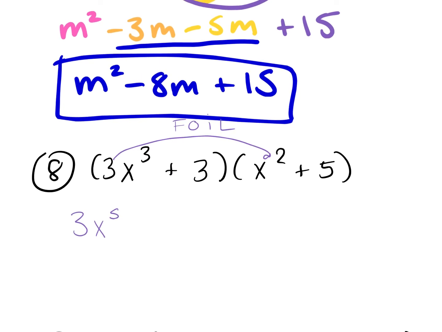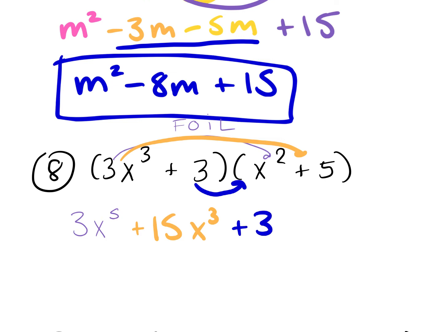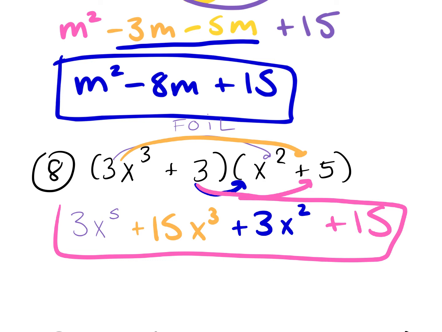All right, next I have the outsides. So 3x to the 3rd power times 5 would be what? 15x to the 3rd power. Awesome. Then we multiply the inside. So 3 times x squared. 3x squared. And then I multiply the last one. So 3 times 5. 15. Do I have any like terms here? Nope. So that's my answer. Can't combine anything in this step, so we just leave it like that.